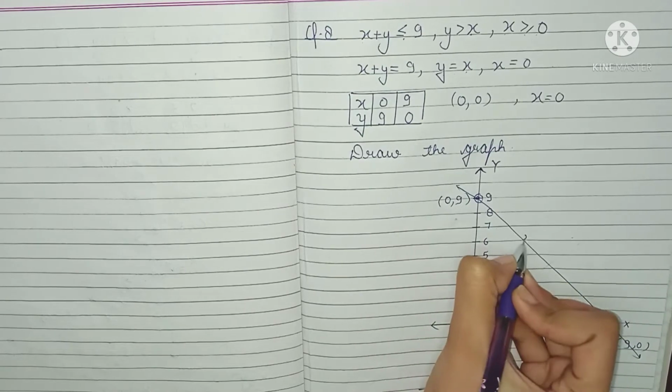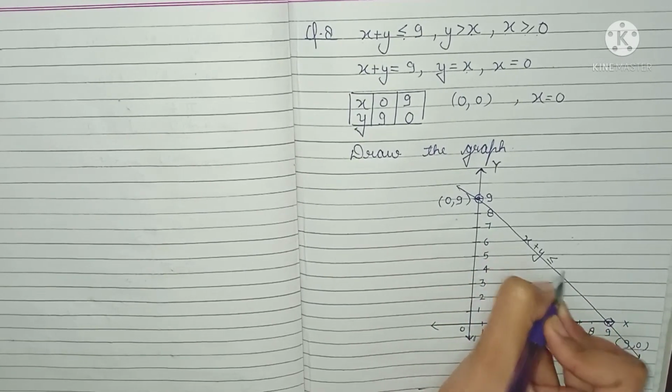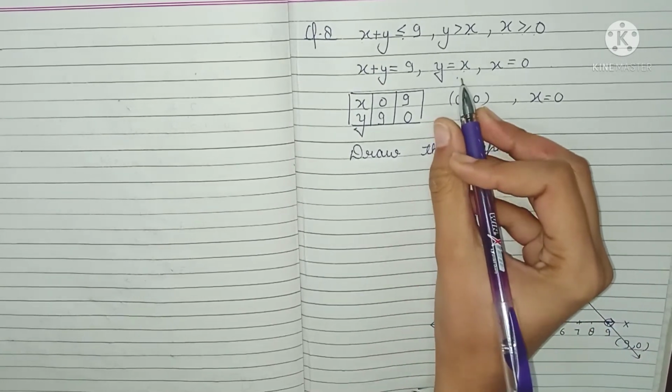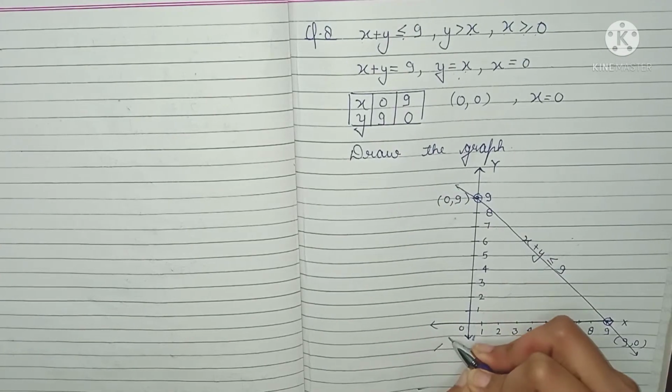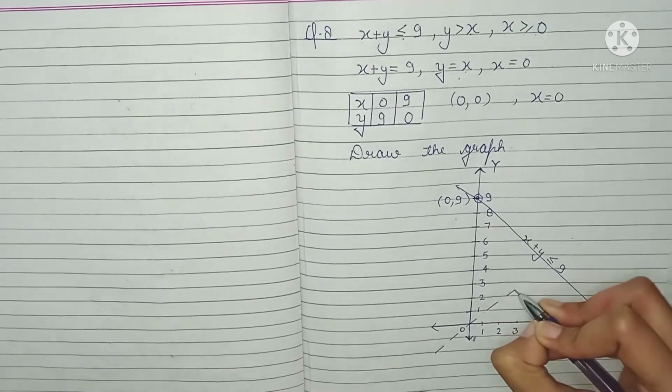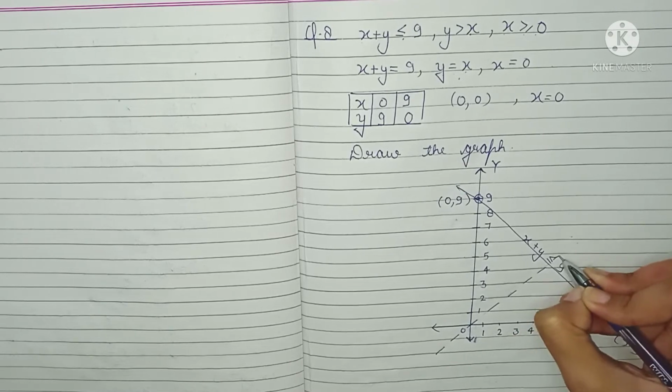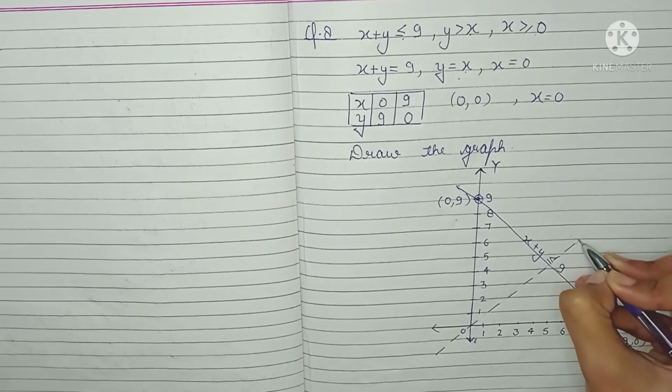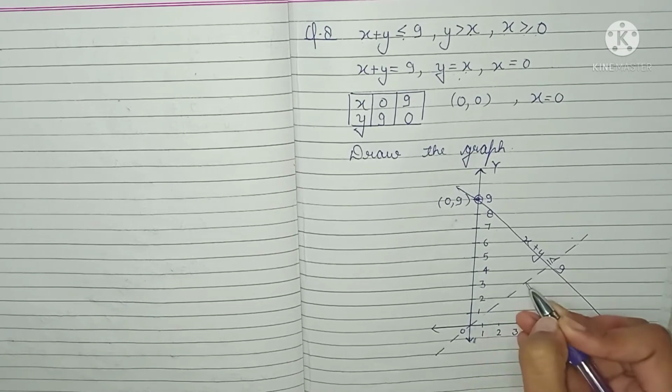This one is your line of x plus y is less than 9, and y is equal to x. It means origin से पास होगी और origin से भी कैसी line पास होगी? Dotted line. Because x, y is less than x है, only equal to x नहीं है, इसलिए आपकी डॉटेड लाइन आएगी.